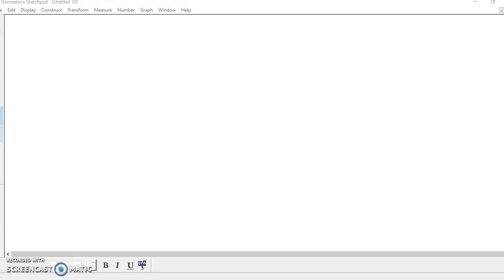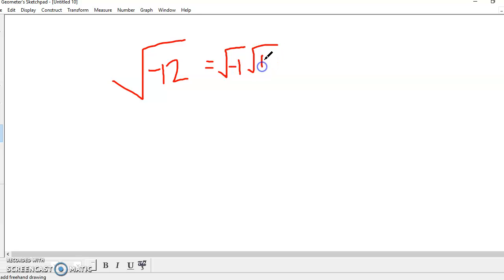We do know there's some errors, and I do want to talk about the square root of imaginary numbers. The square root of negative 12 is the square root of negative 1 times 12, and the square root of negative 1 by definition is i. So this becomes i square root of 12.